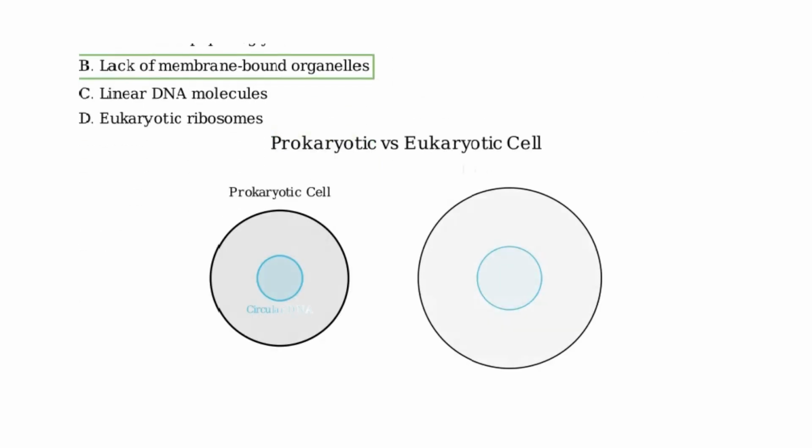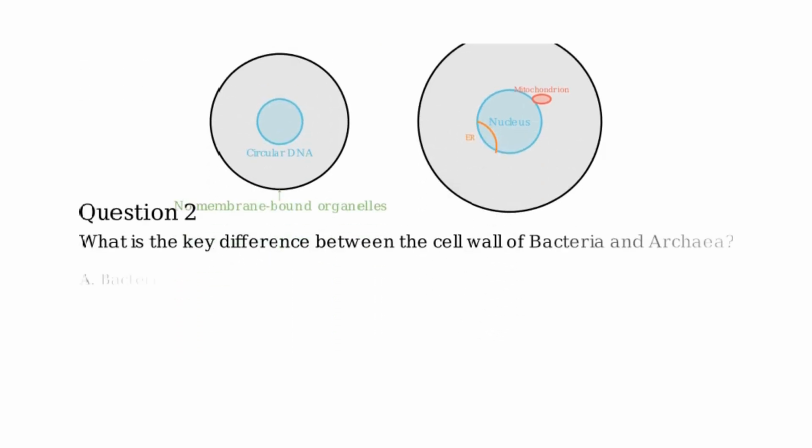Let me explain why the other options are incorrect. Option A is wrong, because while peptidoglycan is found in bacterial cell walls, it's absent in archaeal cell walls. Option C is incorrect because prokaryotes typically have circular, not linear, DNA. And option D is wrong, because prokaryotes have prokaryotic ribosomes, not eukaryotic ones. Moving on to question 2.